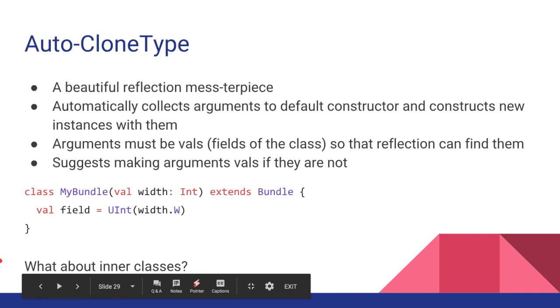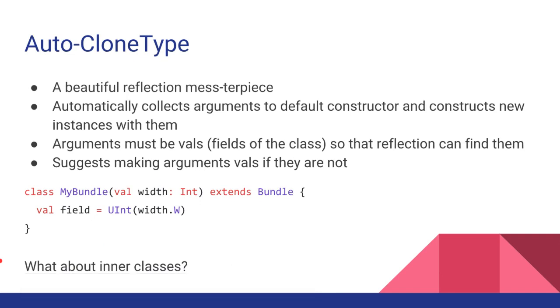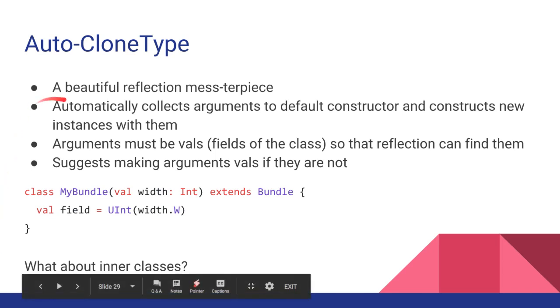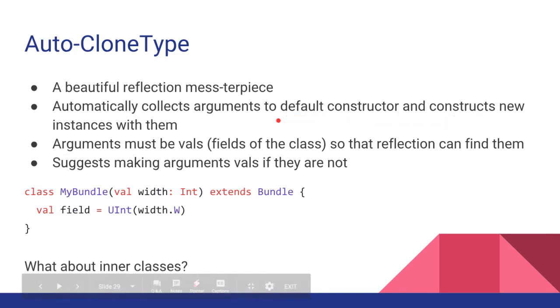Enter autoCloneType. This really cool, I like to call it a beautiful reflection masterpiece, because it is kind of amazing in how well it works and kind of horrifying if you ever peek under the hood. What it does is it automatically collects all arguments to the constructor, the default constructor, but that's normally the only way you do this stuff, and it constructs new instances with them. Now, in order to be able to do this reflectively, the arguments must be vals.